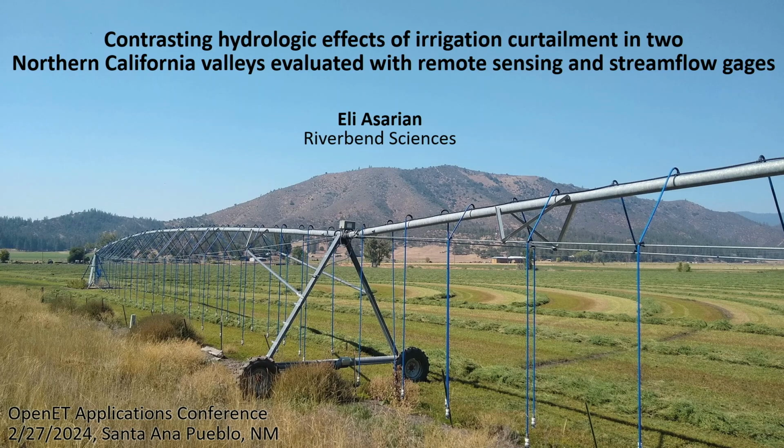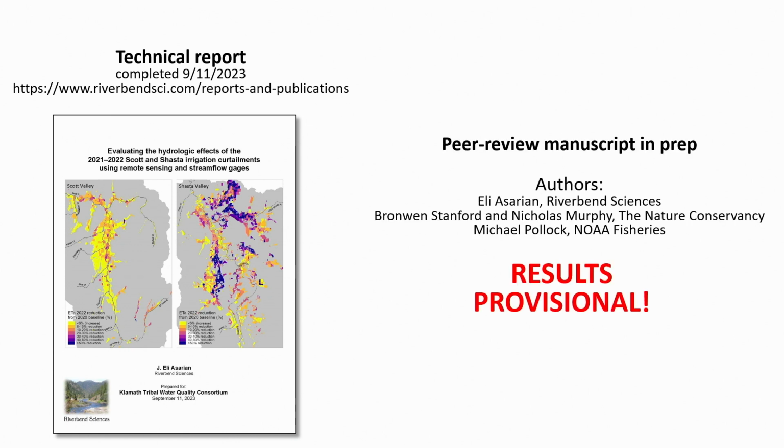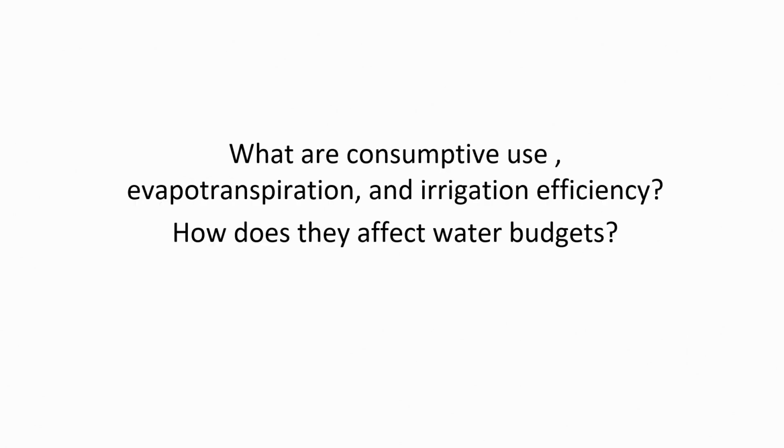I'm going to talk to you about results and lessons learned from a study that I've done in two valleys of Northern California, looking at the effects of an irrigation curtailment program using remote sensing and river flow gauges. I completed a technical report back in September that's available on my website, and I'm currently working on a peer review manuscript and brought in some other folks to help me with the write-up. I want to thank the Klamath Tribal Water Quality Consortium for funding this project.